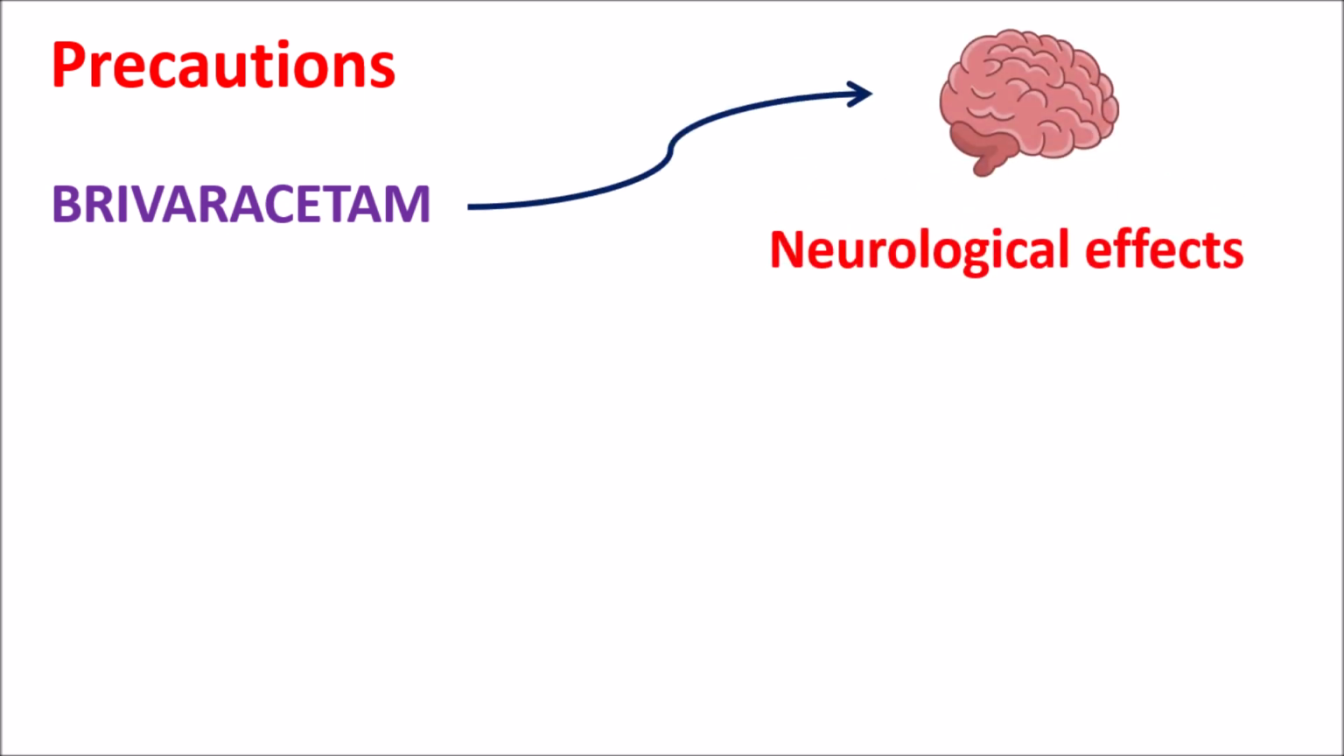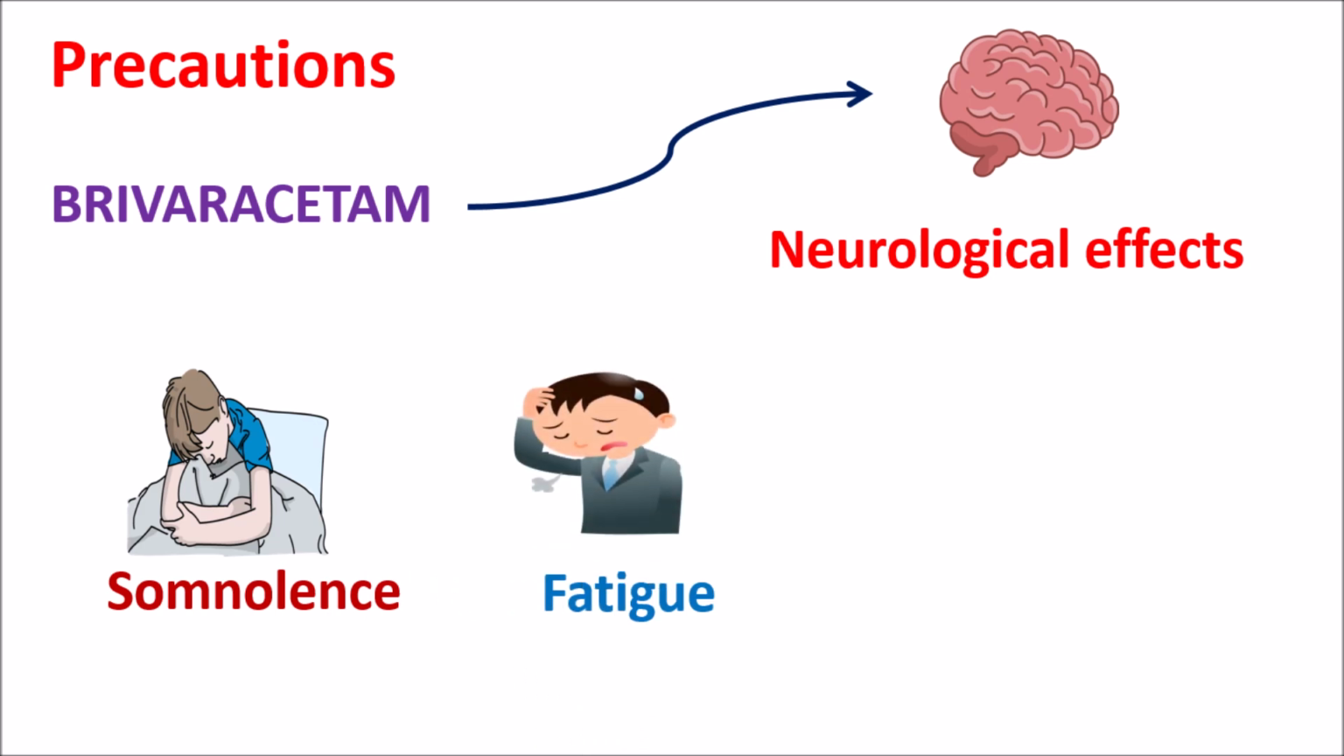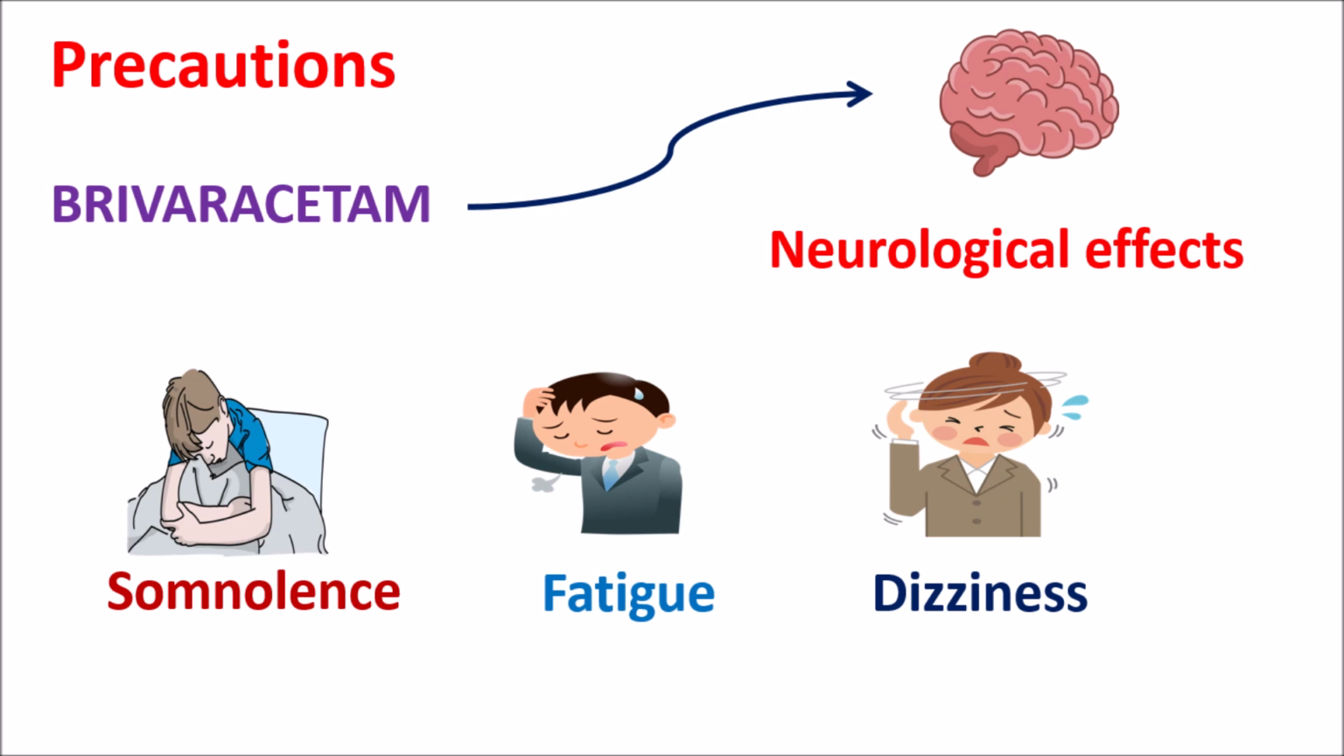Now let us see precautions of this drug. One of the important precautions of brivaracetam is that this drug can increase neurological effects during the treatment. Just like many of the antiepileptic agents, brivaracetam can also produce a few neurological symptoms like somnolence, sleepiness in the people, fatigue, lack of energy, and it can also produce some dizziness, lightheadedness. All these effects may impact the daytime activities of the patient.